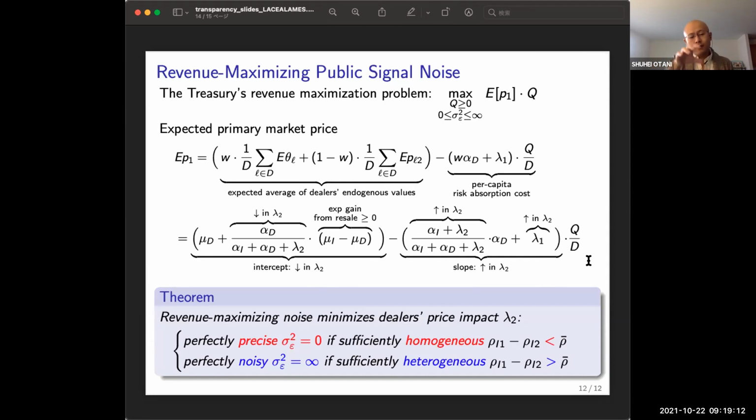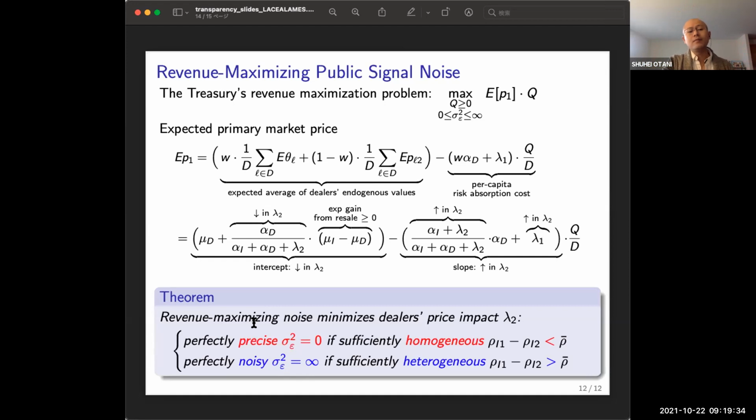As we see from here, the smaller price impact is beneficial for the treasury because the treasury faces a flatter residual inverse supply function with a higher intercept. So smaller price impact allows the treasury to sell the securities at a lower cost in the primary market.